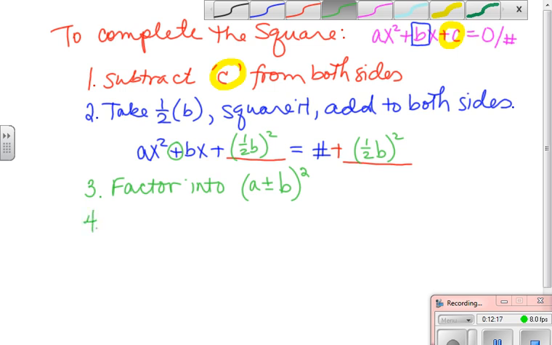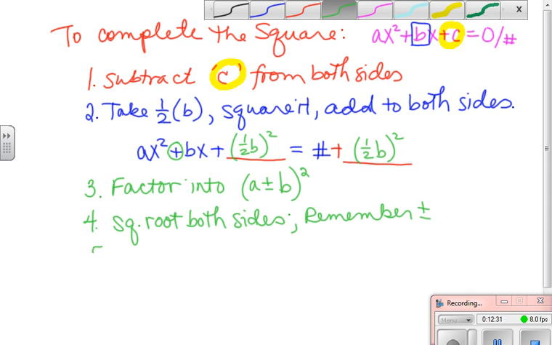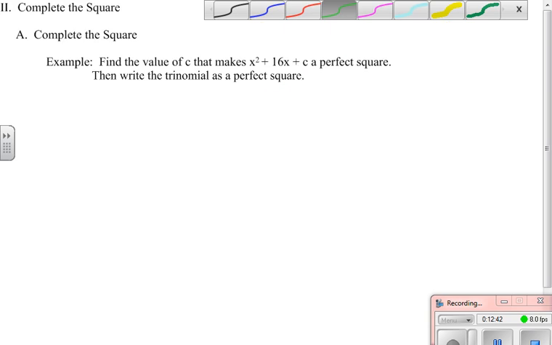Then we're going to take the square root of both sides. Remember plus minus. And then solve the two equations. So let's look at an example. So here we go.